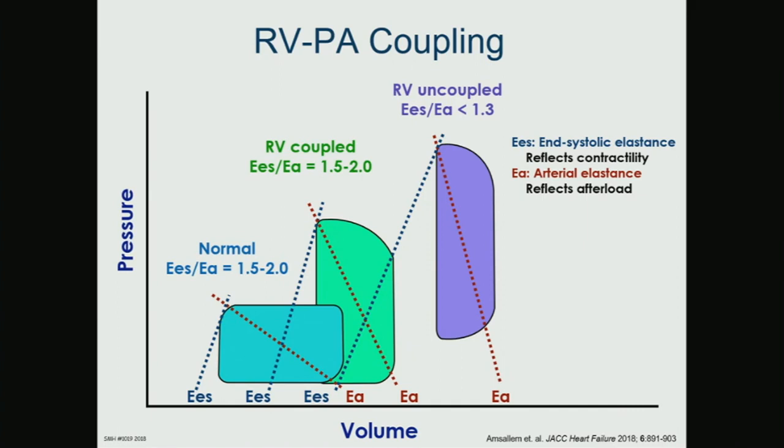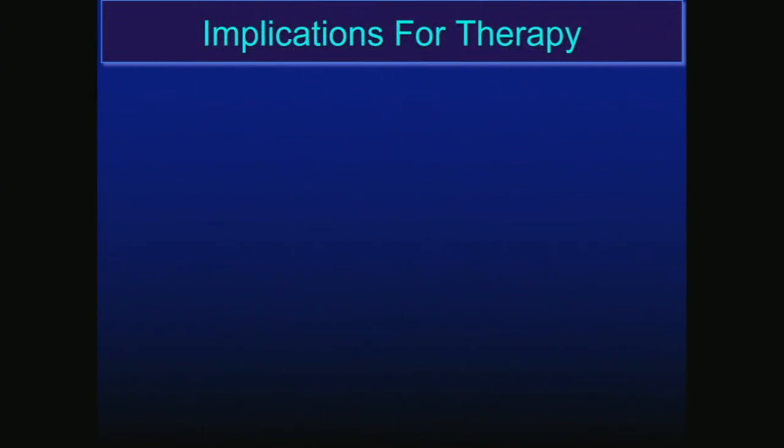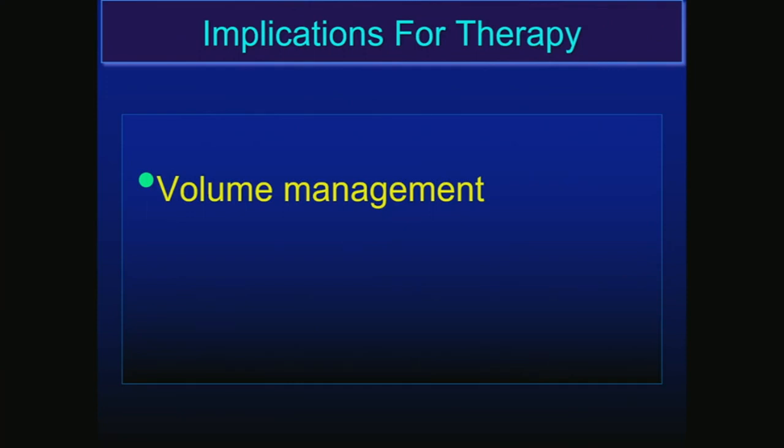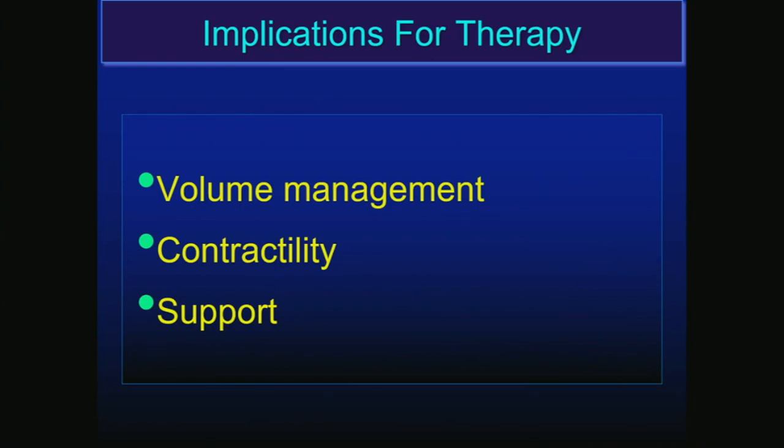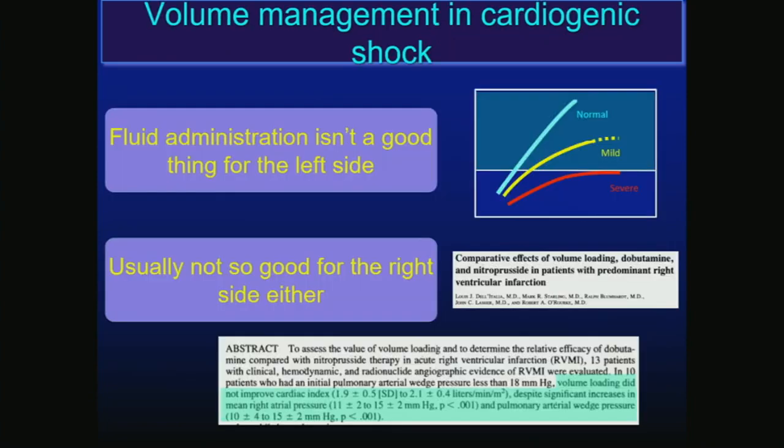So right ventricular failure and right ventricular uncoupling are, to some extent, synonymous. And we'll talk a little bit about that. What are the implications for therapy? Well, there are implications for volume management, there are implications for contractility, and there are implications for support of the right ventricle. For the moment, we're going to talk about pharmacologic support.